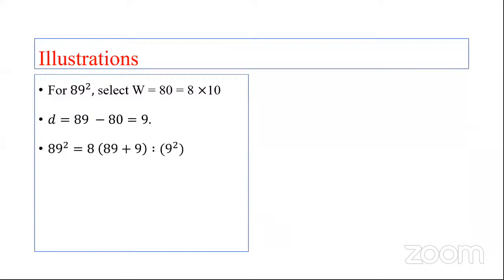8 times 91, 81. 784, 81. 8 transferred to the left part gives me 7921 as the answer. As I said, after practice, you can jump over the steps. And every time 50% time will be saved.